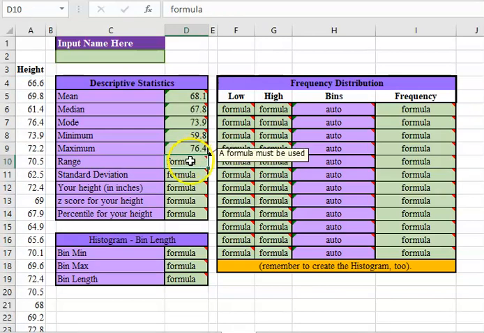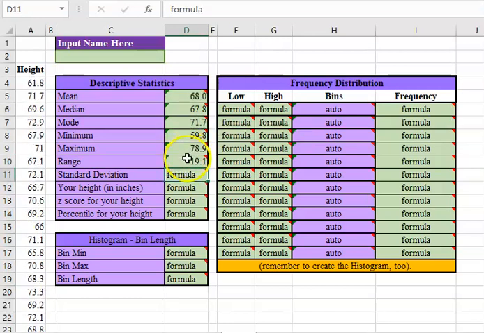That's the maximum. The range is the difference between the maximum and the minimum. So I'm going to copy the maximum here, minus the minimum, enter. The range is 19.1.